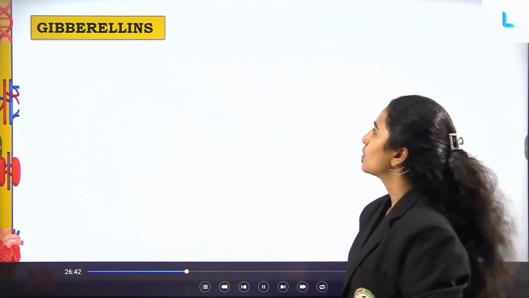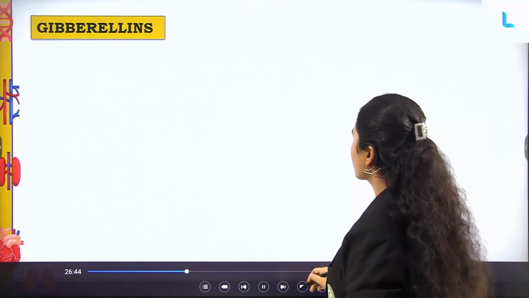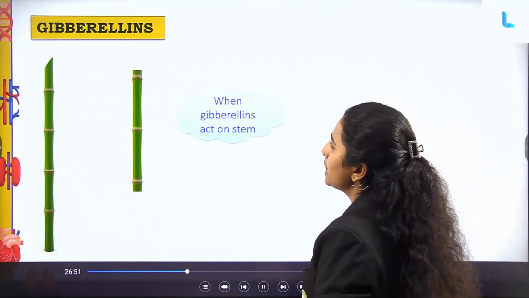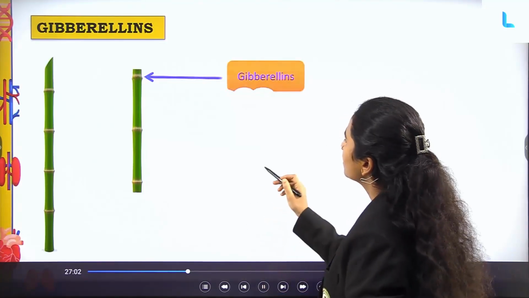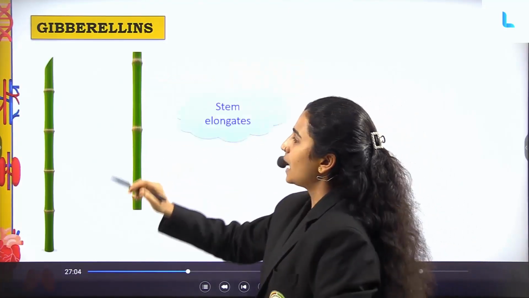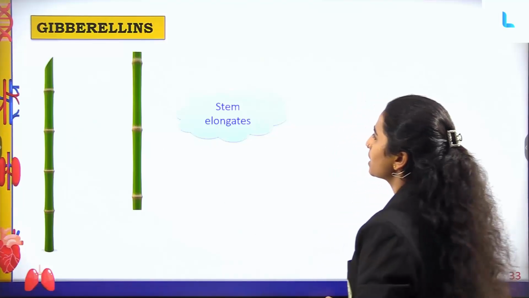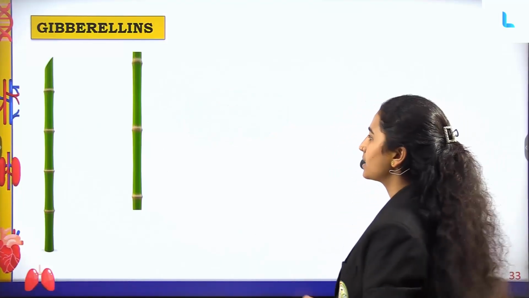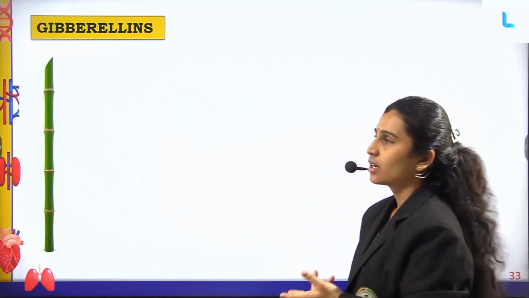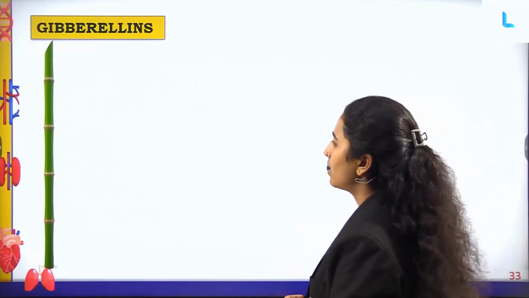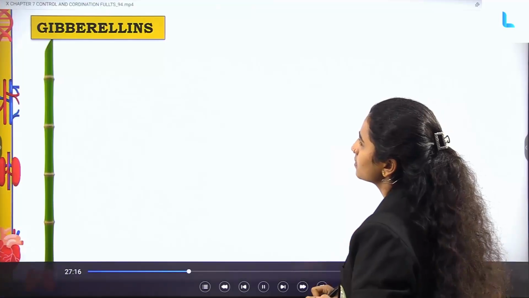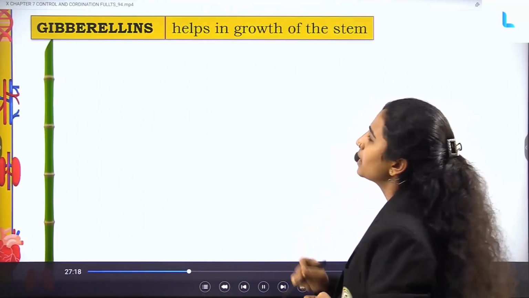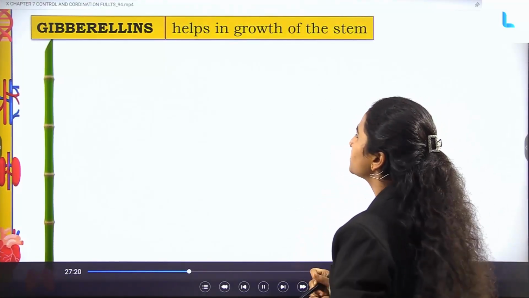Next, gibberellins. What will gibberellins do? So when gibberellins act on the stem, the stem will elongate. These are the chemicals which will make the stem get elongated. So this will help for sugar canes. For the growth of sugar canes, gibberellins will play a vital role. So they help in growth of the stem.